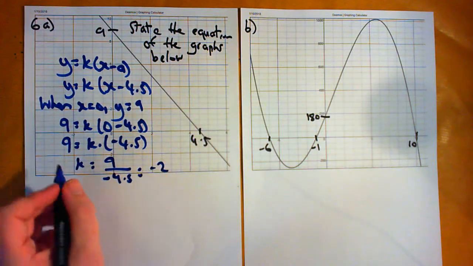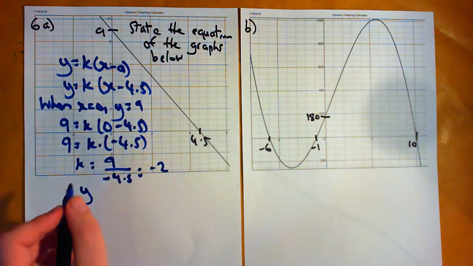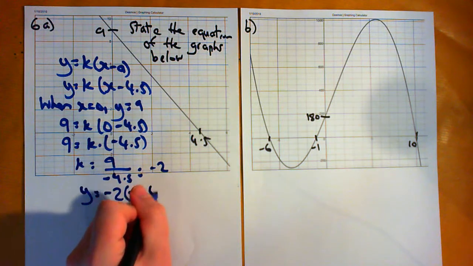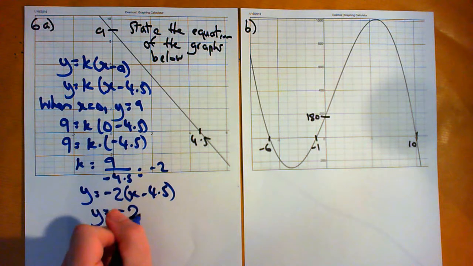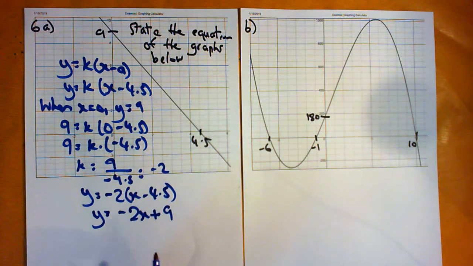And therefore, if we substitute negative 2 back into that line, we get negative 2 times (x minus 4.5). And expanding that out, we get negative 2x plus 9. Okay, so that's the equation of that graph.